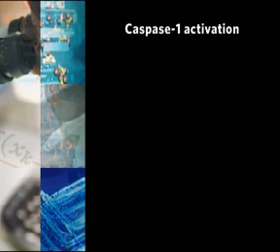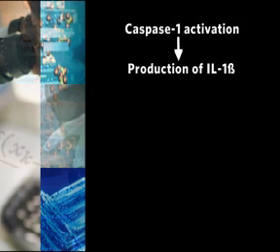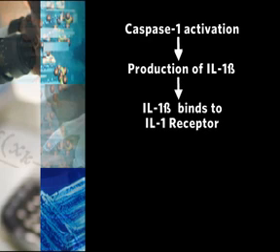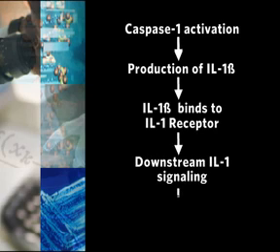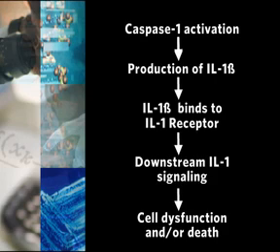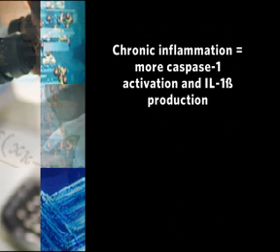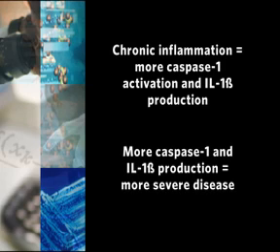Caspase 1 becomes activated, and it is responsible for producing IL-1 beta, the cytokine. This IL-1 beta can bind to its receptor, which is kind of like putting a key in a lock. And then when you turn that lock, which is like downstream IL-1 signaling, we can cause cell dysfunction and/or death. The important thing to know is chronic inflammation that lasts a very long time equals more caspase activation and more IL-1 beta production. And if we have more caspase 1 and more IL-1 beta, we have more severe disease. We have shown in some previous experiments that if we prevent this IL-1 beta signaling, we can prevent the progression of the disease. So this is really exciting data that we'd like to better understand.